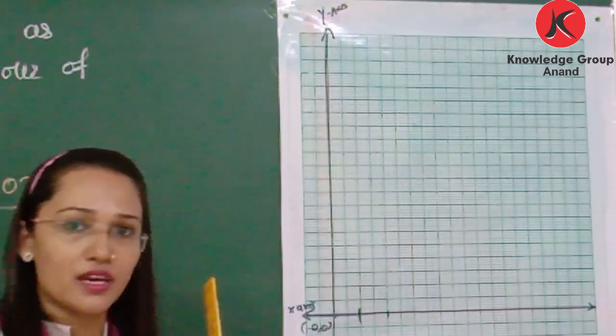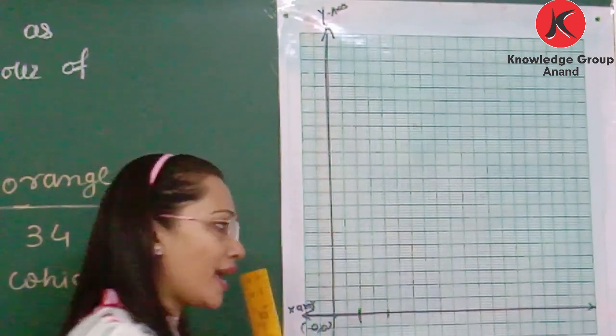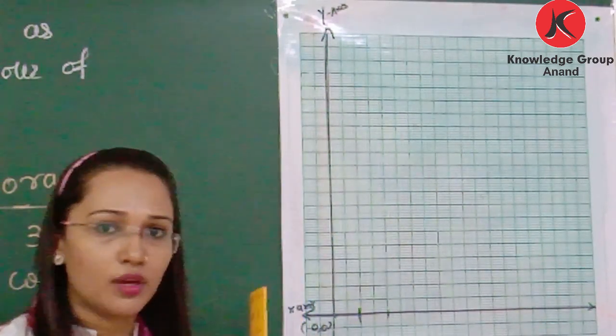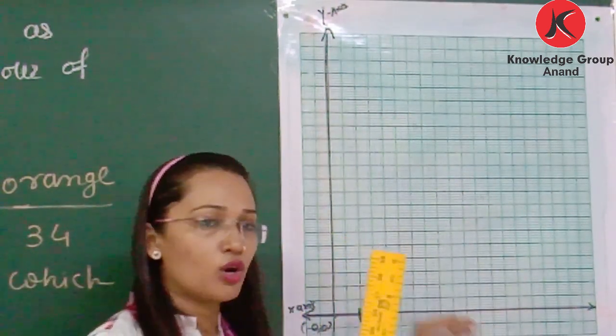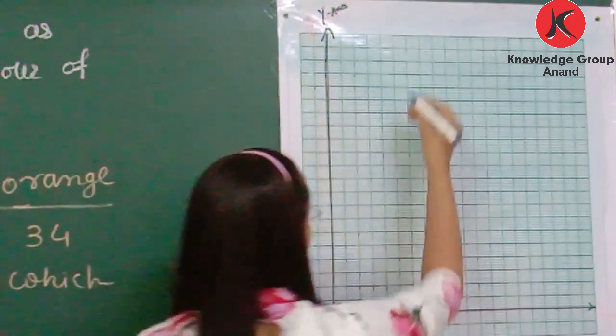Now here in data, first of all we will write the scale on the y-axis, because we are going to represent data on the y-axis. You can also represent the information number on the x-axis, it is also correct. If you write numbers on the x-axis and names on the y-axis, then it is also correct. So let's select the scale.